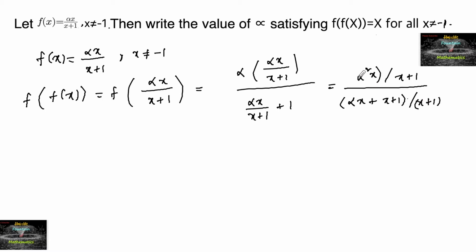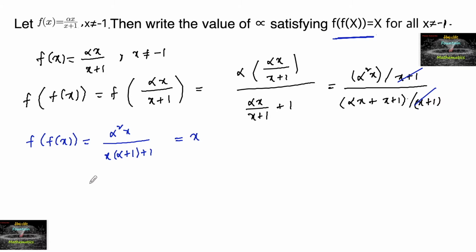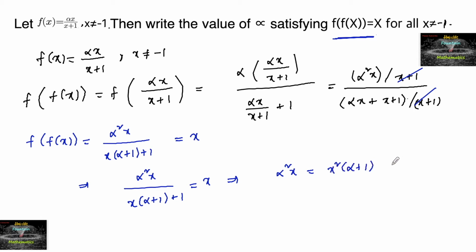So we can cancel the denominator of both numerator and denominator respectively, so we're getting f of x is equal to alpha square x upon x times of alpha plus 1 plus 1, and it is given that it is satisfying f of x is equal to x, so that we can consider alpha square x upon x times of alpha plus 1 is equal to x, or on cross multiplication you will get x square of alpha plus 1 plus x.